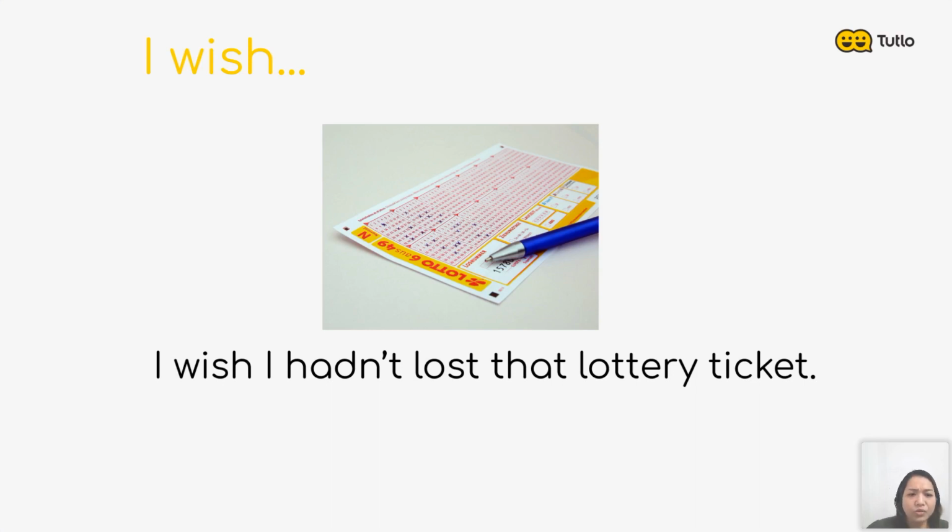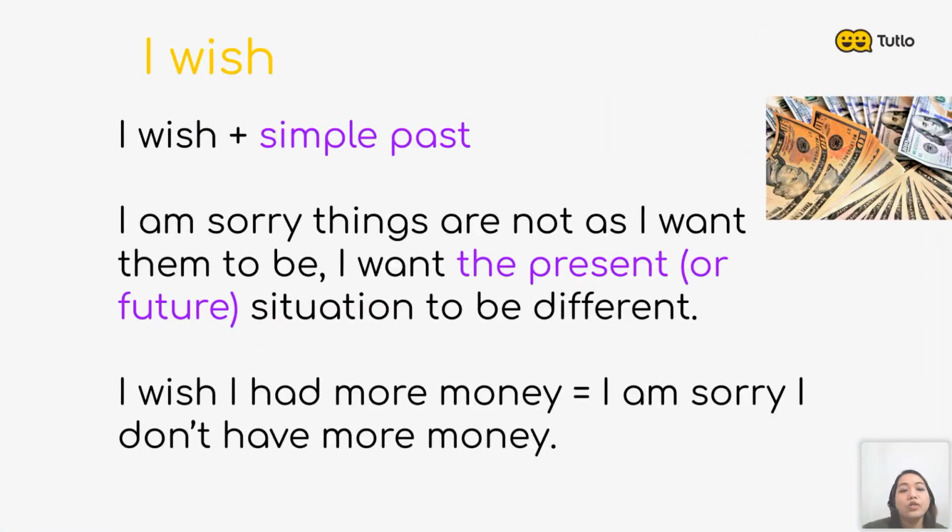So when we say I wish, let me tell you the structure. We can use I wish and then the simple past. For example, I am sorry things are not as I want them to be. I want the present or the future situation to be different. It is something like this: I wish I had more money. Like, I am sorry I don't have more money. This is the structure of I wish, and normally this is some sort of regret. So we can use I wish and then simple past, wishing that the present or future situation would be different.